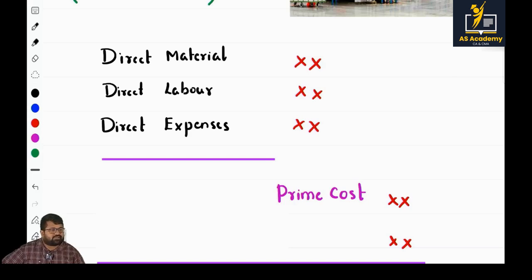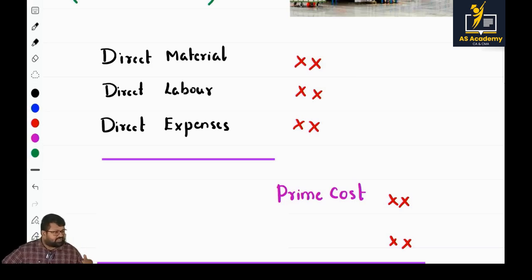So for example, this is the factory. What are we manufacturing here, ma? We are manufacturing CA Inter students. So basically in manufacturing CA Inter students, we have direct labor. And there is some sort of indirect labor also, that is not required as of now for discussion. And direct material.